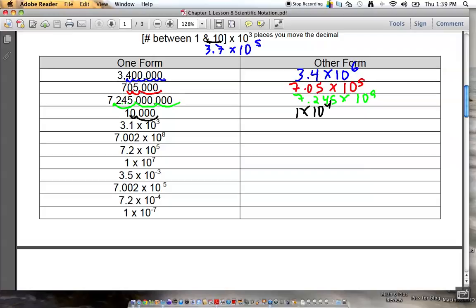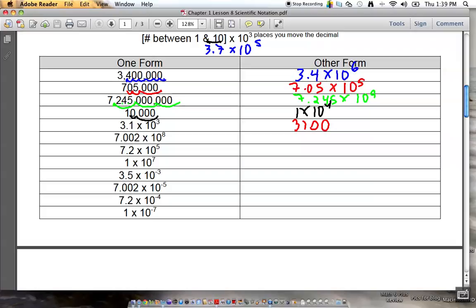Okay? Now, sometimes we need to work forward. Here's working forward. Ready? Watch. 3.1, and it says 10 to the 3rd, so I have to move. Everybody looking? It says 3.1. Here I am. I got to go 3 places: 1, 2, 3, and it's 3,100.